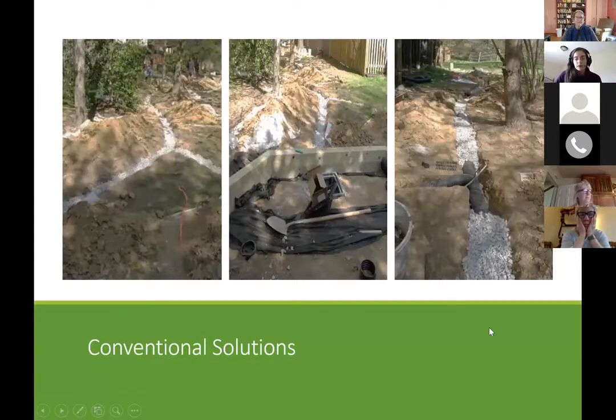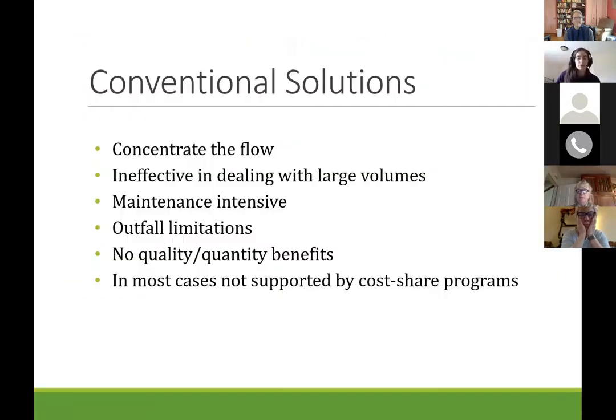Some examples of conventional solutions. This is installation of some retaining wall and also a French drain system going in. I'm going to try, keeping an eye on time, to breeze through these. Again, there is the recorded webinar and the PDF of the slides available, so we can hopefully get to some questions that Margaret is monitoring in the chat box.